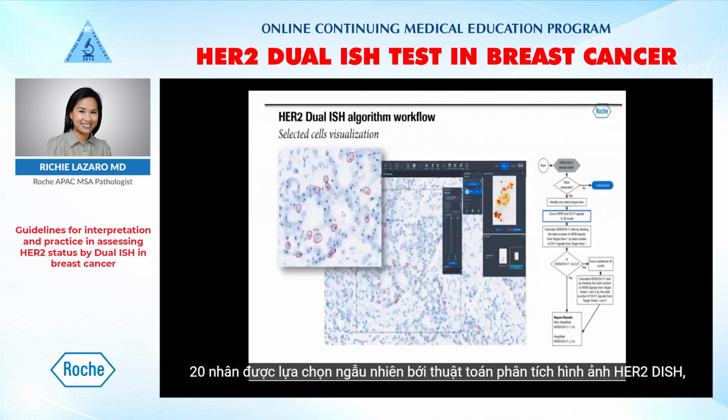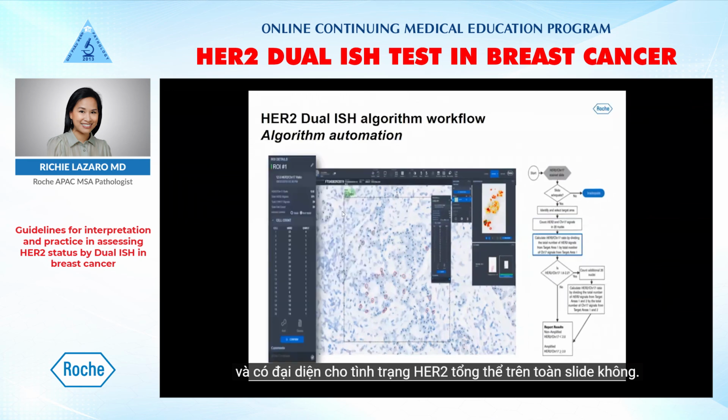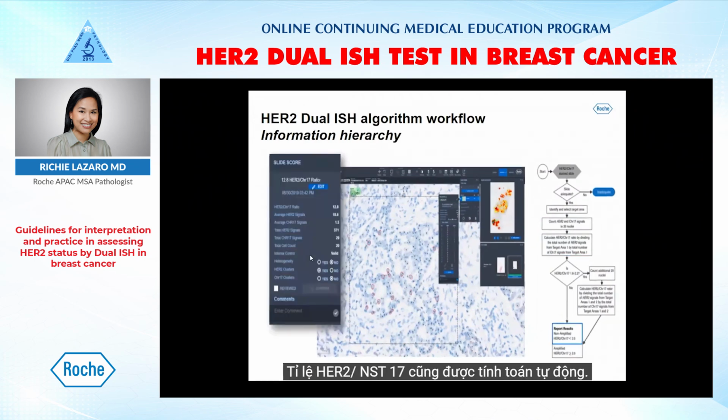20 nuclei are automatically selected by the HER2 dual-ISH image analysis algorithm, and the pathologist validates whether or not the selected cells are appropriate and representative of the overall HER2 status seen on the slide. The scores for the 20 nuclei are automatically provided in 3 seconds.